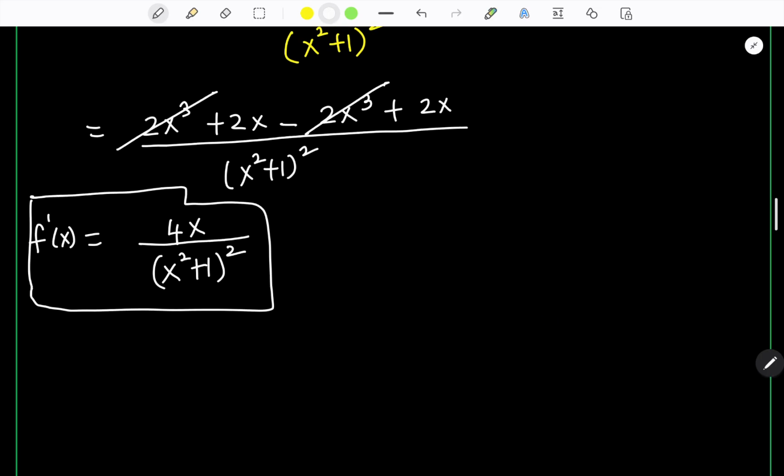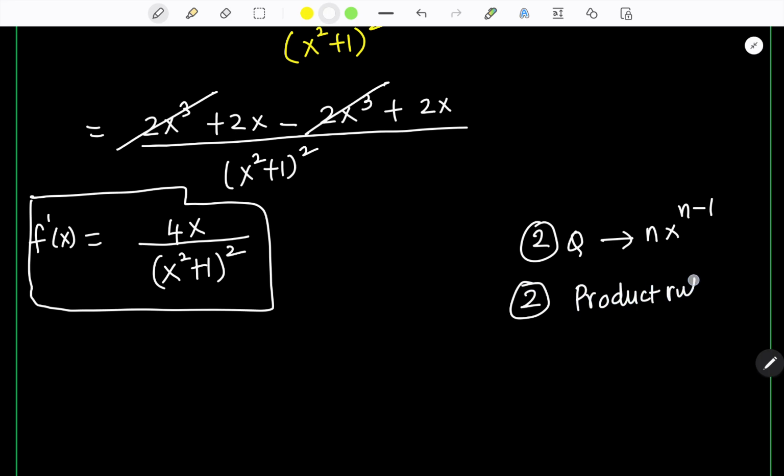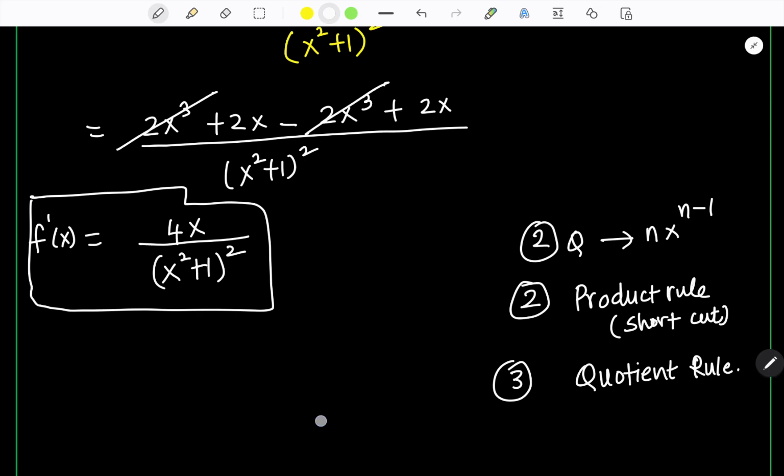Right. So I did two questions using the formula nx power n minus 1. And then 2 questions where I used the product rule, but I did not use the product rule itself. I used the shortcut for the product rule without using the rule. Okay, shortcut. Then I did 2 questions on the quotient rule. So these things you need to practice very well, right?